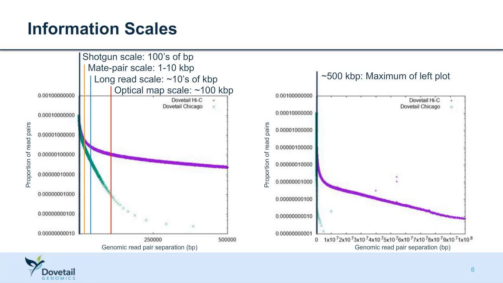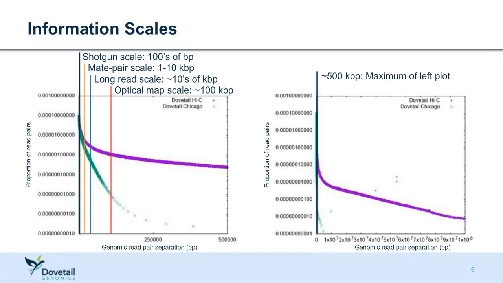On the left plot, you have the x-axis all the way up to 500 kilobases, and on the right you have all the way to 100 megabases. So every single dot shows the separation, and the y-axis shows the proportion of read pairs within the library that fall at any given separation.